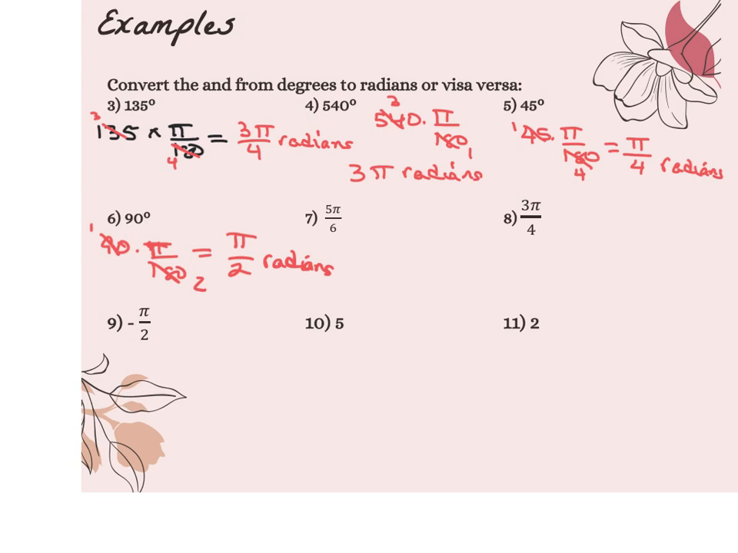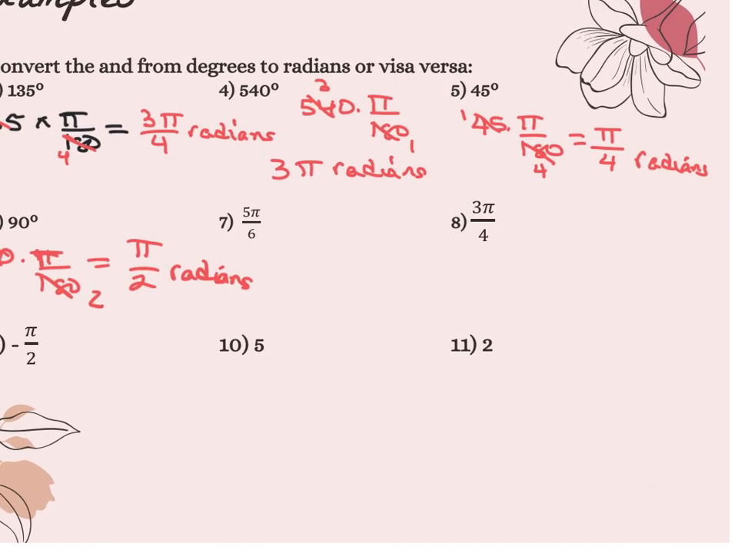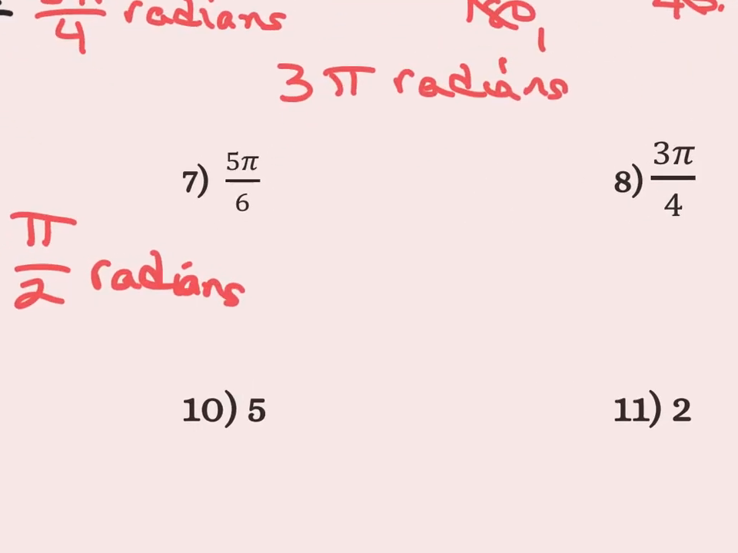Now, if there's no degree symbol, then it's understood that the angle measure is represented in radians. So let's go ahead and take a look at the first one, 5 pi over 6. The formula to convert is I'm going to multiply by 180 over pi. Notice the pi's cancel. I can also simplify the 6 and the 180, and this becomes a 30. Now I'll multiply what remains, and it's 150 degrees.